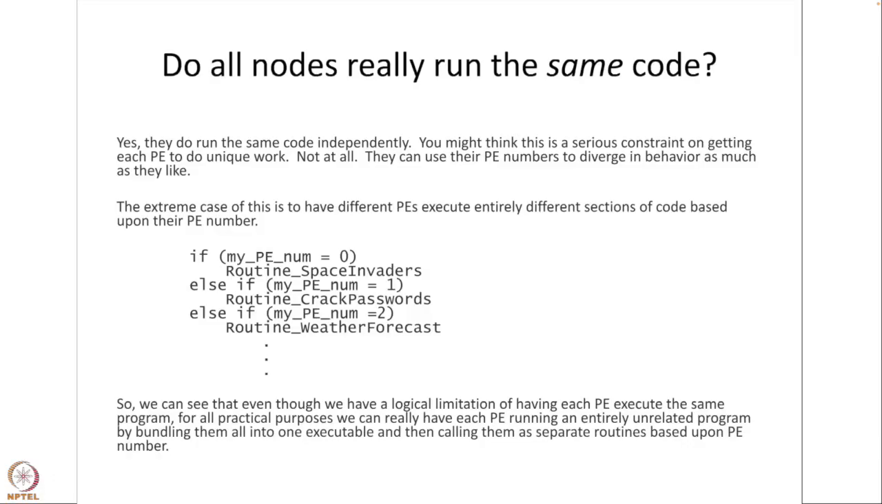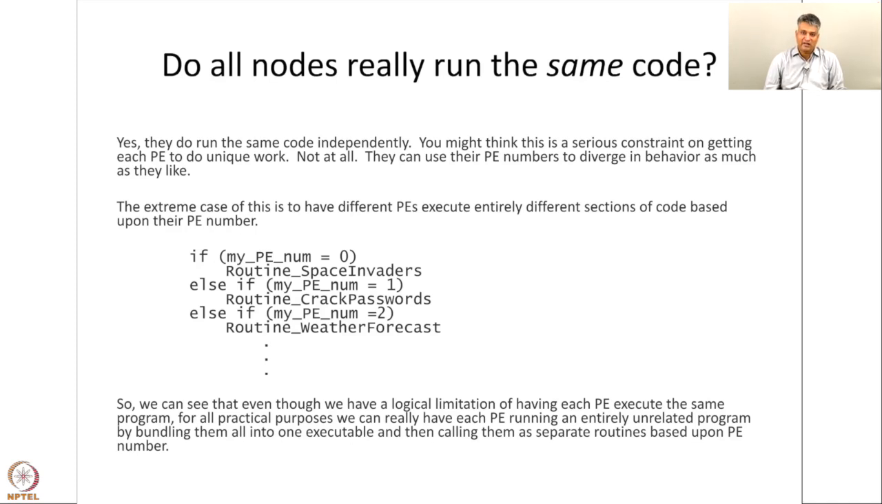So now let us decide on how to do a certain bit of control for this code. The first question we need to ask is, do all nodes really run the same code? Is it useful if all the nodes run the same code? Obviously not. We would like the same code to run on different data sets or have different branches. These codes do run independently, but you cannot do much unique work unless you know what their process ID is. And you can use this process ID to change their behavior.